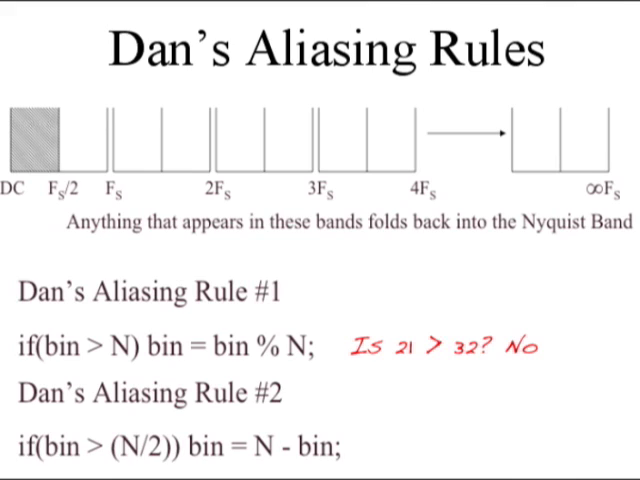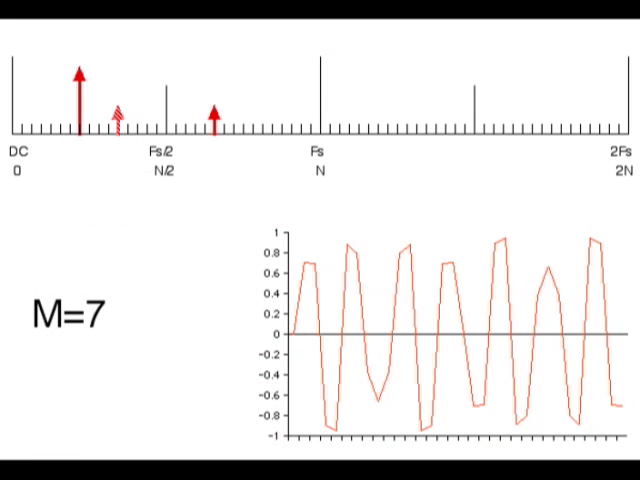Dan's aliasing rule number 1 says if bin is greater than n, then bin equals bin modulo n. Is 21 greater than 32? The answer is no, so that one doesn't apply. Dan's aliasing rule number 2 says if bin is greater than n over 2, bin equals n minus bin. That one is true, so the alias is going to be in bin 11. So now, if we go back to the original diagram, you can see that while the fundamental is in bin 7 and the third harmonic is way up in bin 21, the alias of the third harmonic is down in bin 11.